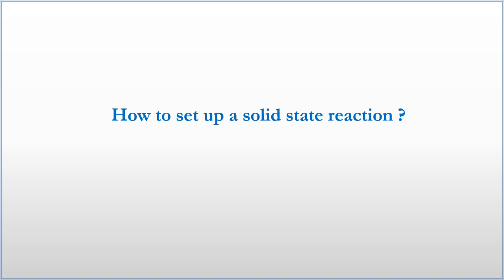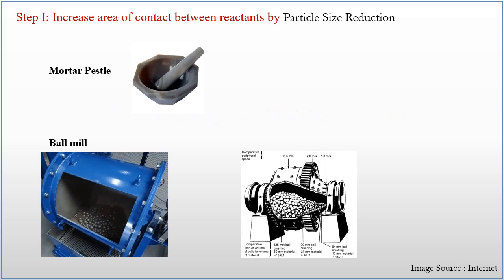So how do we set up a solid state reaction? So far we have understood what solid state reactions are, what the key step or first step in the process of a solid state reaction is, and what the key factors are which affect the solid state reaction. And now we'll be moving towards more realistic conditions, where we'll be discussing how the solid state reaction is set up. So first, we have to increase the area of contact between the reactants.